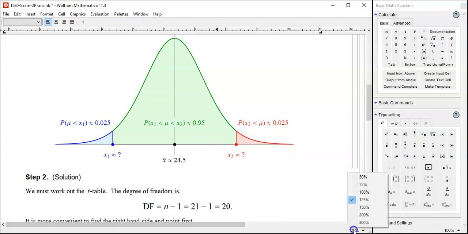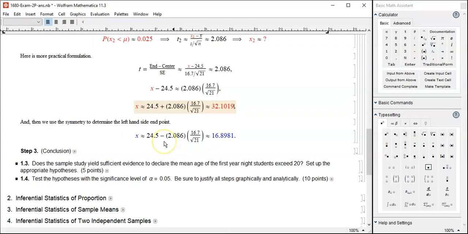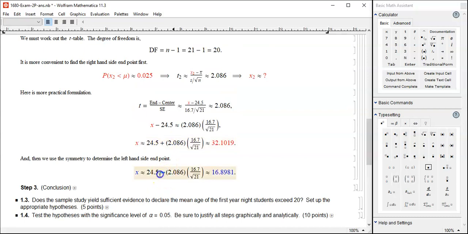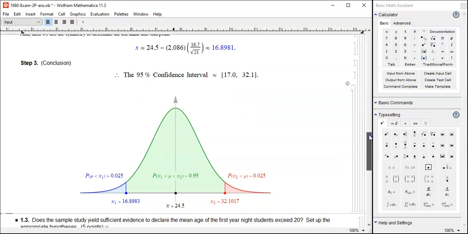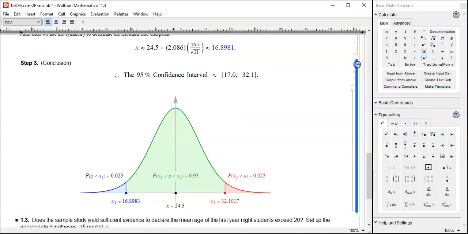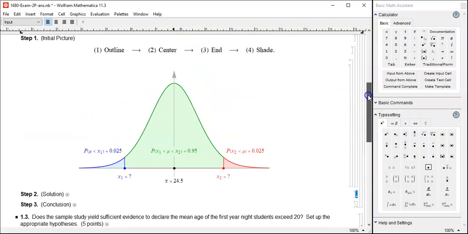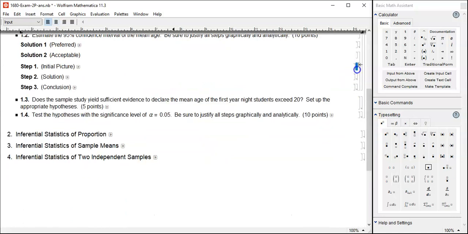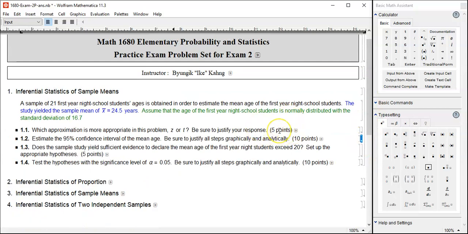How do you get the left-hand side endpoint? From the center, instead of going plus, let's go to the left, go minus. So go minus, and you get 16.898, 17.0. Here we go. Either way, if you do it right, you're going to get full credit. As for the selection of Z versus T, that was already discussed and penalized accordingly in 1.1.